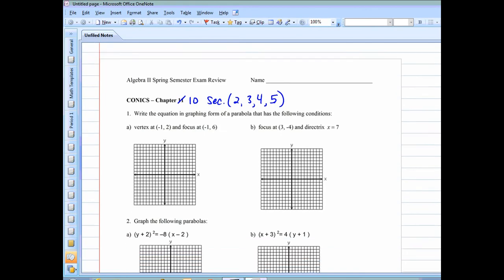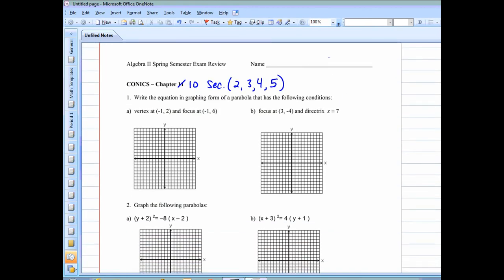So to begin, let's be reminded quickly about the equations for a vertical parabola. We have (x minus h) squared equals 4p times (y minus k). We have the horizontal, that is (y minus k) squared, that's messy, equals 4p times the quantity (x minus h). That's just in general.